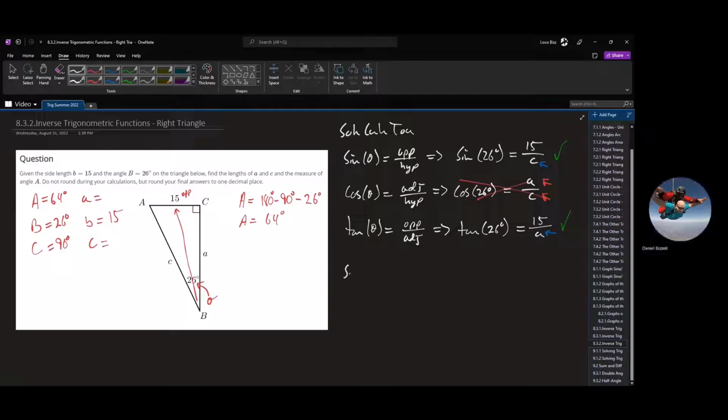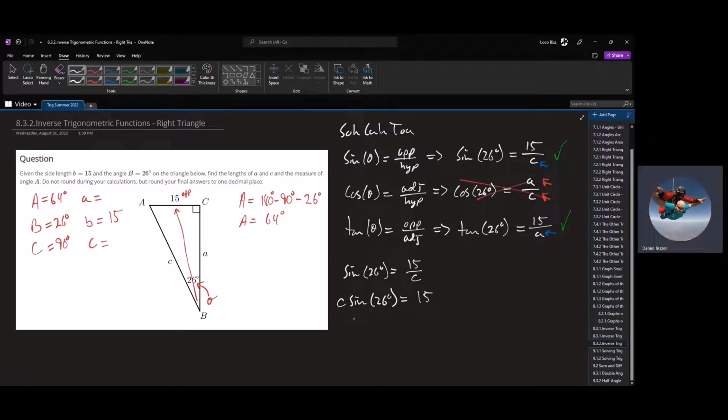So we get sine of 26 degrees is equal to 15 over C. Okay, so to solve for C, let's go ahead and multiply both sides of the equation by C. So we get C sine of 26 degrees is equal to 15. And then to get C by itself, we can divide both sides by sine of 26 degrees to get C is equal to 15 divided by sine of 26 degrees.